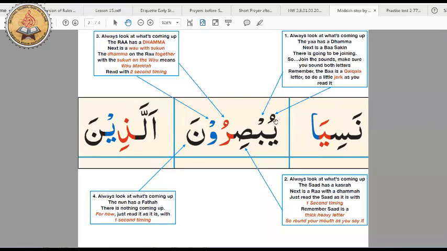So look at what's coming up. So we're looking now at the first letter. It says the ya has a dhamma. Next to it is a ba sakin, a ba with a sukoon. Okay? There is going to be a joining. So we need to join the sounds. Make sure you sound both letters. And you need to remember here, one of the rules which you learned earlier this week, that the ba is a qalqala letter. So you need to do a little jerk as you read it. So could you read these two letters here for me, please?